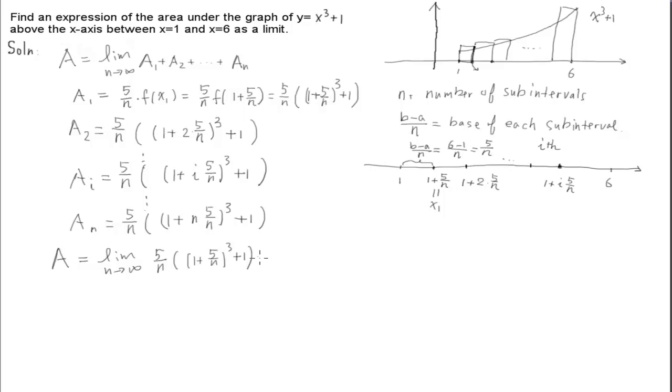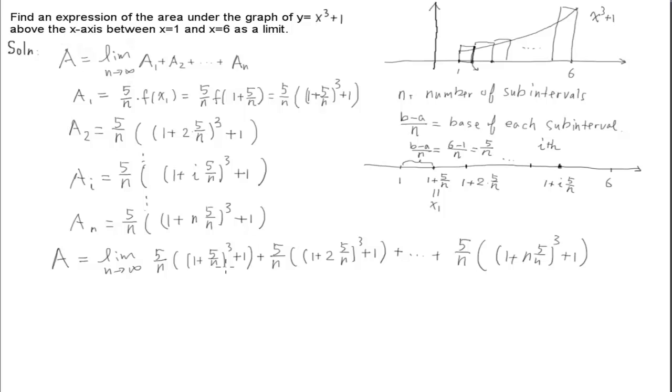We are not worried about whether this sum can be found out. We just want to have an expression. 1 plus 2 times 5 over n, cubed and plus 1. And we keep going just like this. And we write down the last one, 5 over n and 1 plus n times 5 over n, cubed over here plus 1, right?